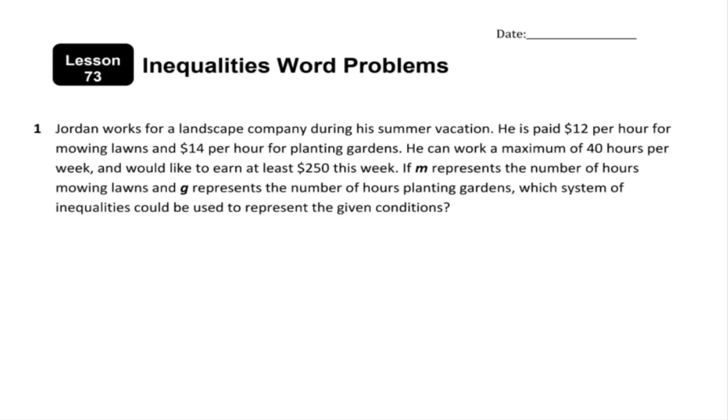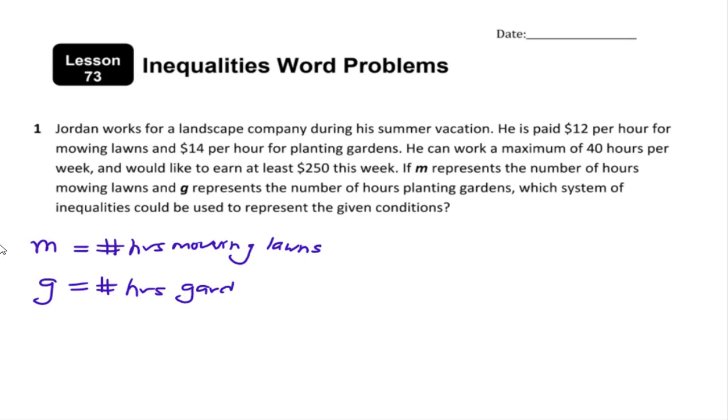Remember, when we used to do these, we would start with our let statement, and they have already given us our two variables. So M represents the number of hours for mowing lawns. Sorry, my W's are not great. I have to go much slower. And G represents the number of hours planting gardens. All right. So that's this information down here.